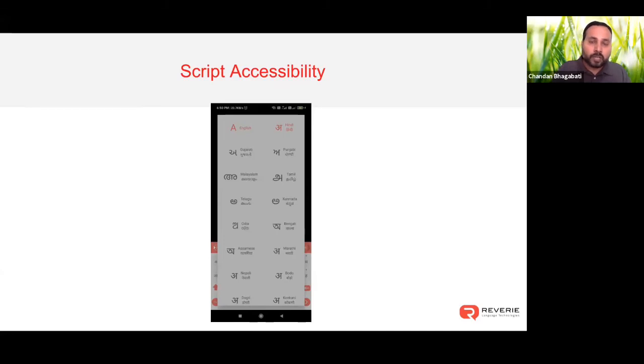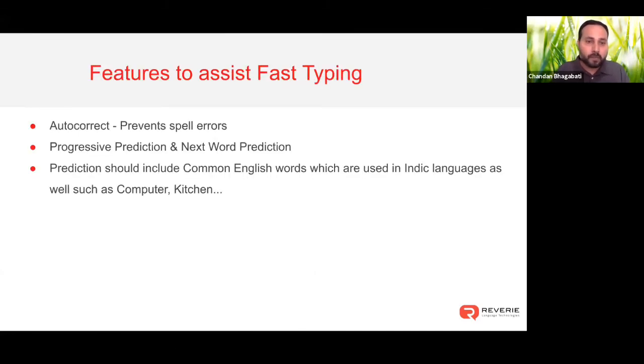The common tools that we use for fast typing are autocorrect, which prevents spell errors. Earlier we talked about lots of language-specific rule errors, breaking the rules, like combinations of characters and combinations of vowel matras, etc. Now apart from that, there are some errors and mistakes that users usually make, which are spell errors for Indian language. So for that, an autocorrection algorithm or autocorrection feature should be there.